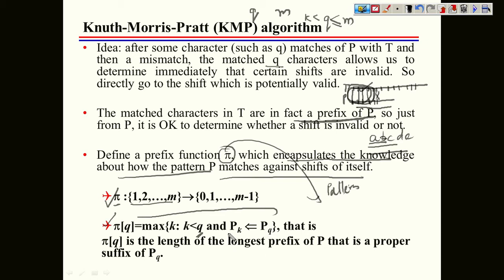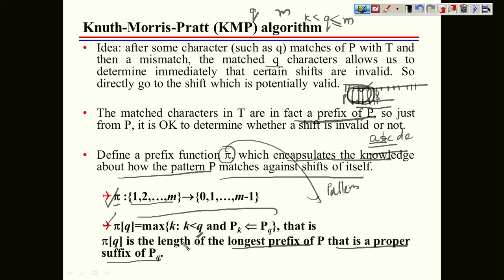So k is some value which we keep on calculating, and the value will go up to the matched characters of the pattern in the text. That is, pi of q is the length of the longest prefix of p that is a proper suffix of pq. So each entry of this prefix function tells us, at any instance, what is the longest prefix that is matching with the proper suffix of a given pattern.